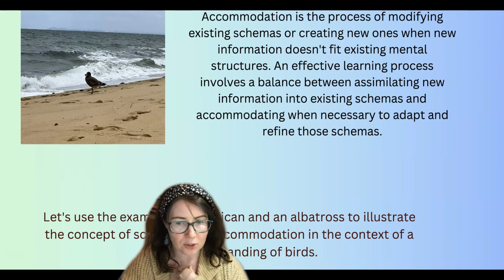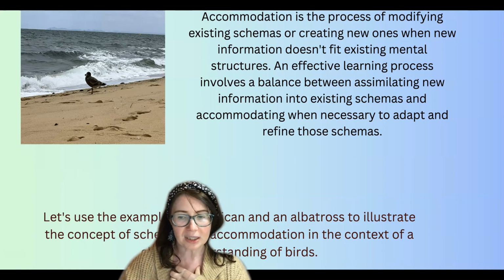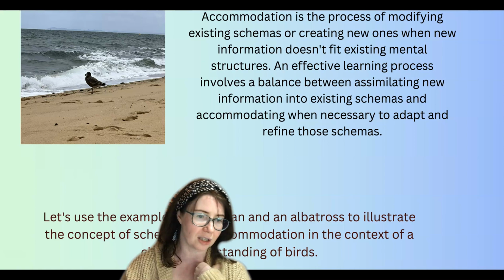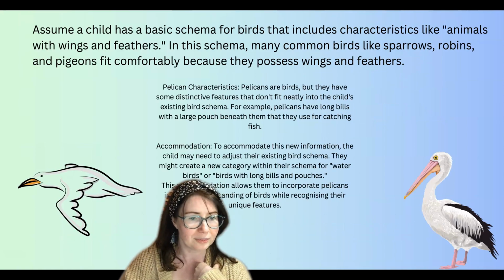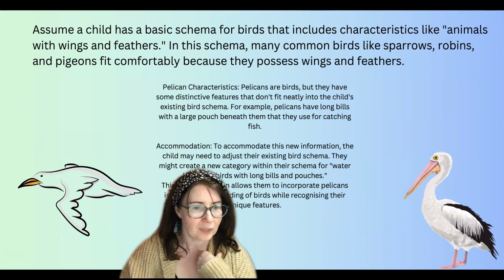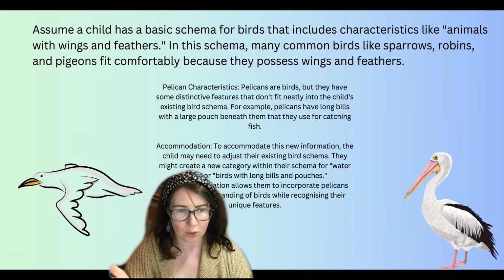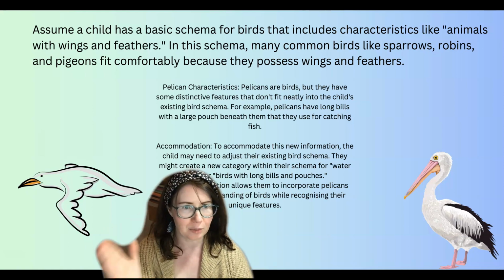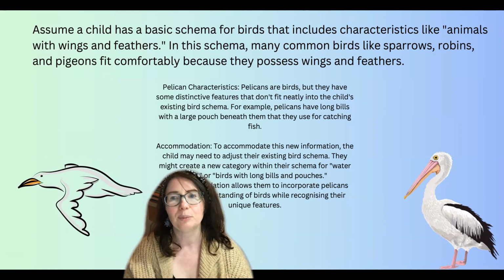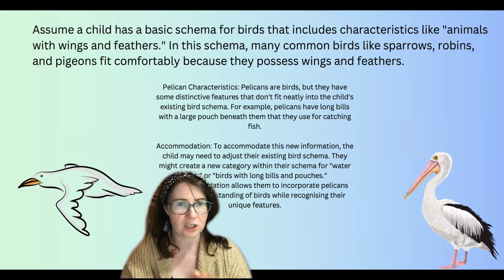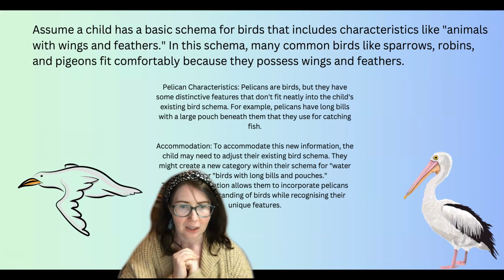Let's use the examples of pelican and albatross to illustrate the concept of schema and accommodation in the context of child understanding of the birds. Assume here I am flying on an albatross. Assume that the child has a basic schema for birds, which we already covered: these are animals with wings and feathers. In this schema, many common birds like sparrows, robins, pigeons fit comfortably because they have wings and feathers.